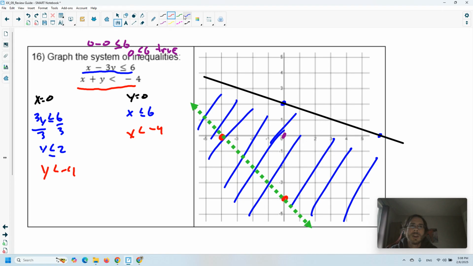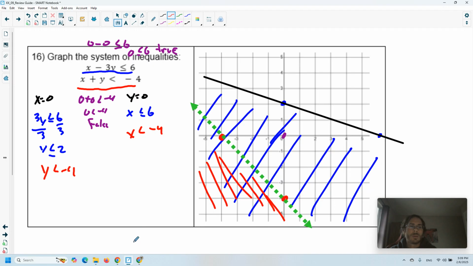And since y is not by itself, again, we have to pick another test point. So we're going to try 0, 0 again and plug it in here. So 0 plus 0 is less than -4. 0 is less than -4 is false. So we do not want to come over by 0, which means we're going to shade way down here. And hopefully we did that right. Hopefully we got the answer.